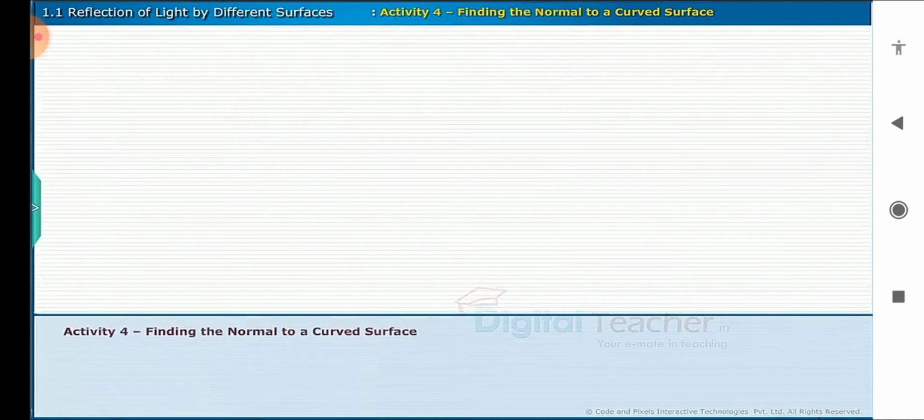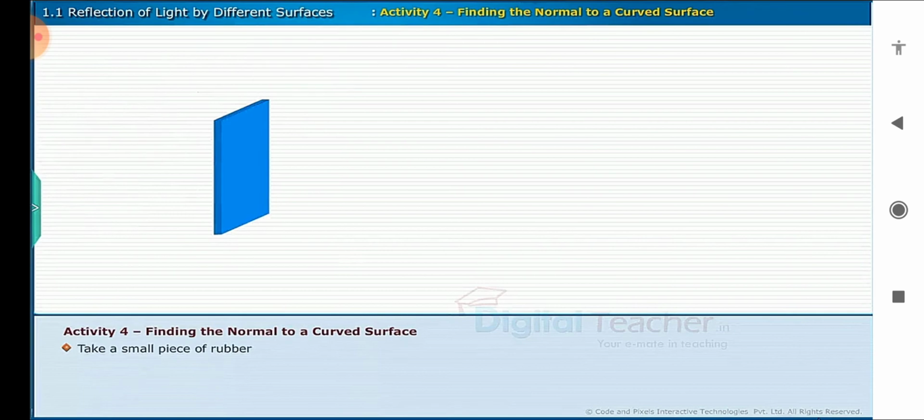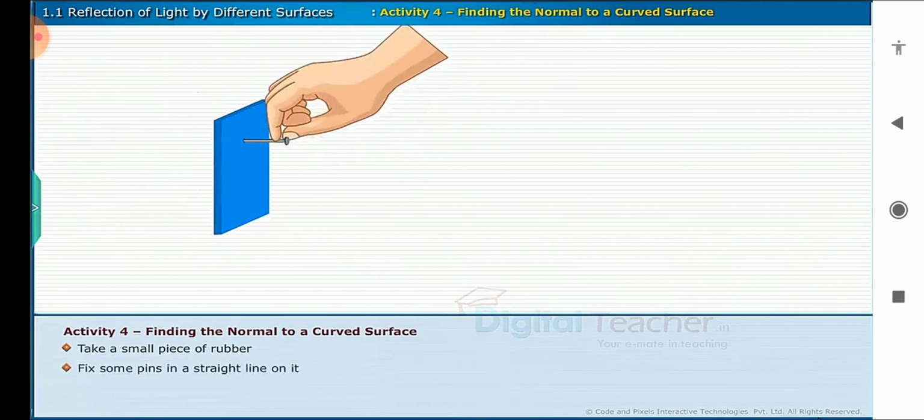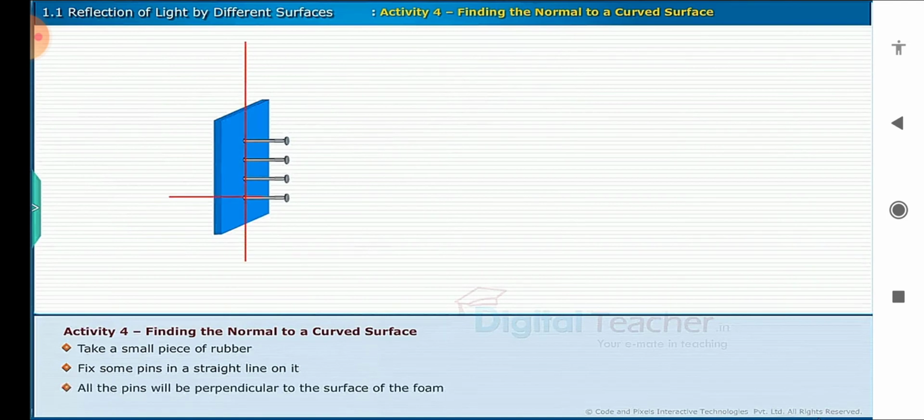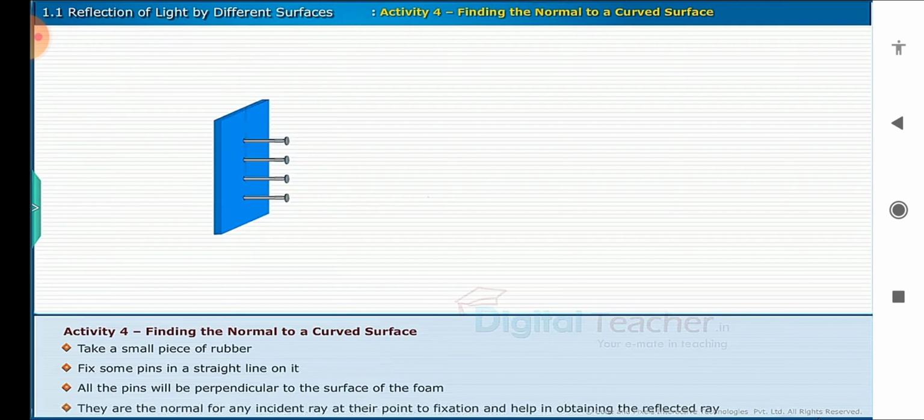Activity 4. Finding the normal to a curved surface. Take a small piece of rubber, fix some pins in a straight line on it. All the pins will be perpendicular to the surface of the foam. They are the normal for any incident ray at their point of fixation and help in obtaining the reflected ray.